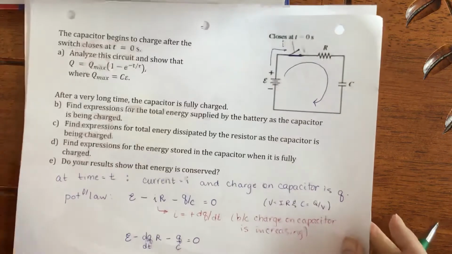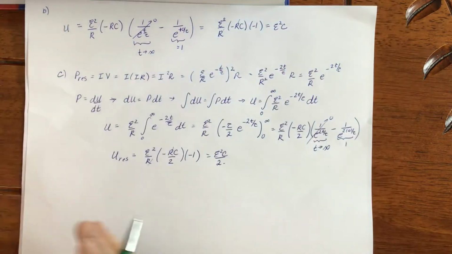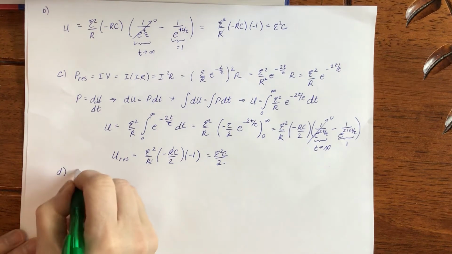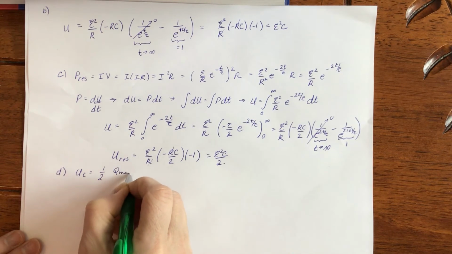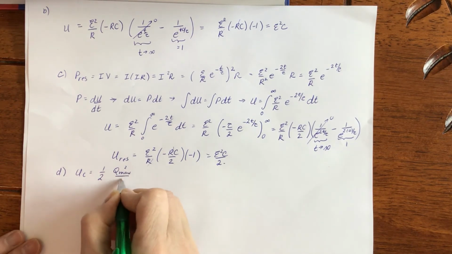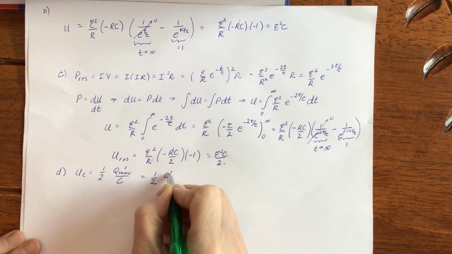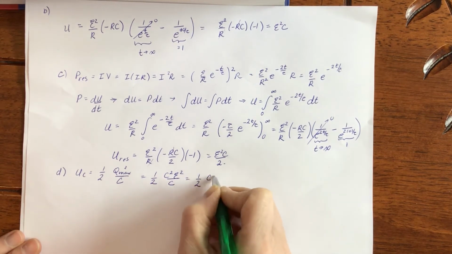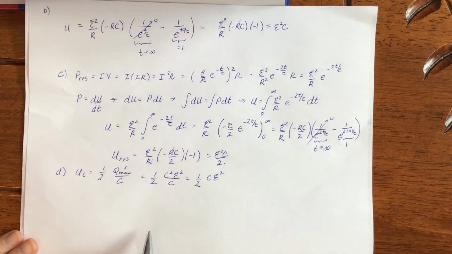The next part of the question says, what is the total energy stored in the capacitor? Well, that's something we know from our section on capacitors. Total energy stored in a capacitor is 1/2 times the maximum charge stored squared divided by C. Maximum charge, that's capacitance times potential, and gives us 1/2 times C times epsilon squared. So there's our total energy stored in the capacitor when it has the full charge.